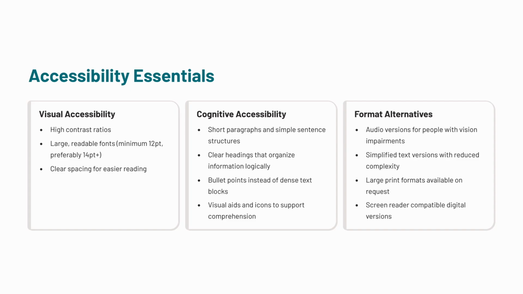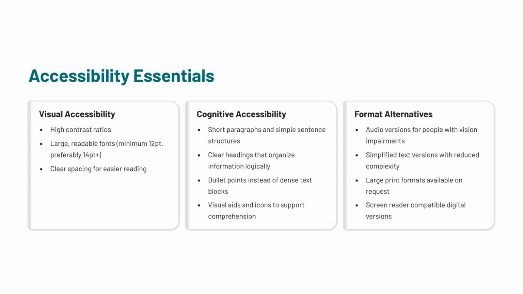Next is accessibility essentials, because people can't join a trial if they literally can't read, process, or use the materials you're giving them. Think about accessibility in 3 layers. First is visual accessibility. Use high contrast, large readable fonts, and clean spacing so the page isn't a wall of text. Second is cognitive accessibility. Once someone can see the content, make it easy to follow with short paragraphs, simple sentences, clear headings, bullet points instead of dense blocks, and visual cues or icons that support comprehension.